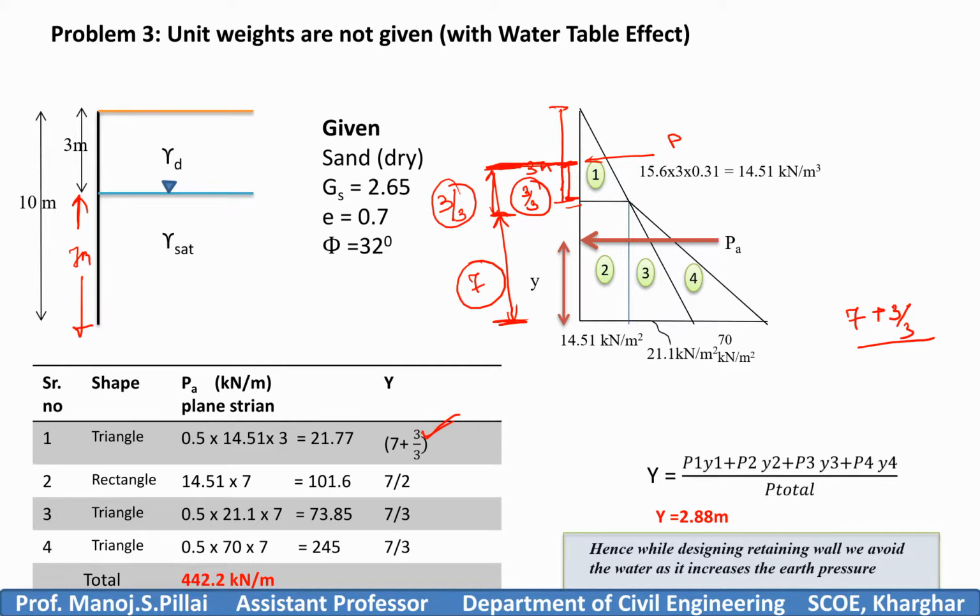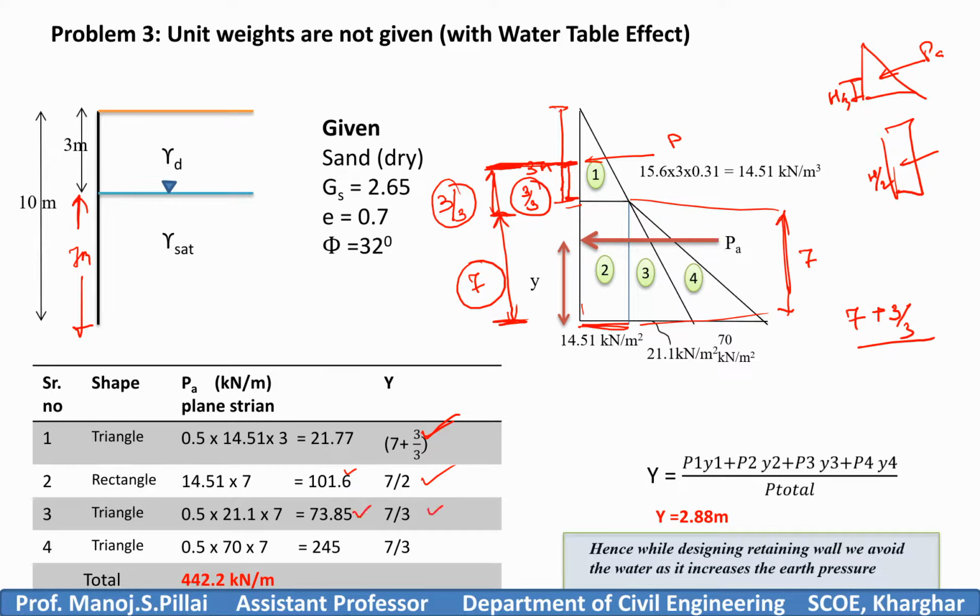Understood? Now rectangle. Which rectangle? Second part. How much would it be? That is 15.51 into 7. You will get that answer. The same thing. How much is the total? You have 7 here. This box is of 7 height. What is the height of the box? That is 7 meters. So it would be at 7 by 2. Always remember for a triangle the PA acts at h by 3 and for a rectangle it acts at h by 2. Just you have to remember this.